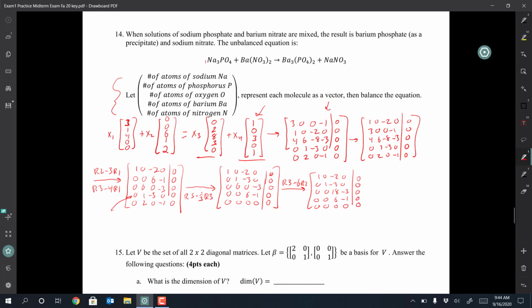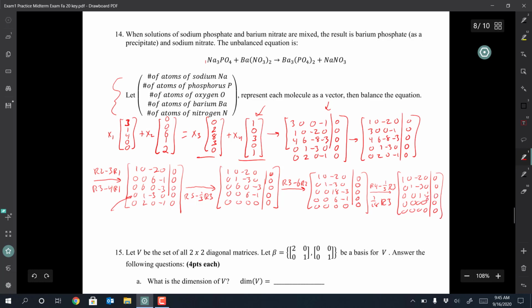And what I can see here now is that if I were to take row 4 minus 1/3 row 3, I would also get a row of all zeros. Now I can see that row 3 and row 4 are multiples, so I am going to use row 3 to eliminate row 4. Row 1 and 2 are going to stay the same. Row 4 is going to be all zeros. Row 5 is going to be all zeros. And then I'm also going to multiply 1/18 times row 3. This will give me 0, 0, 1, negative 1/6, and 0.